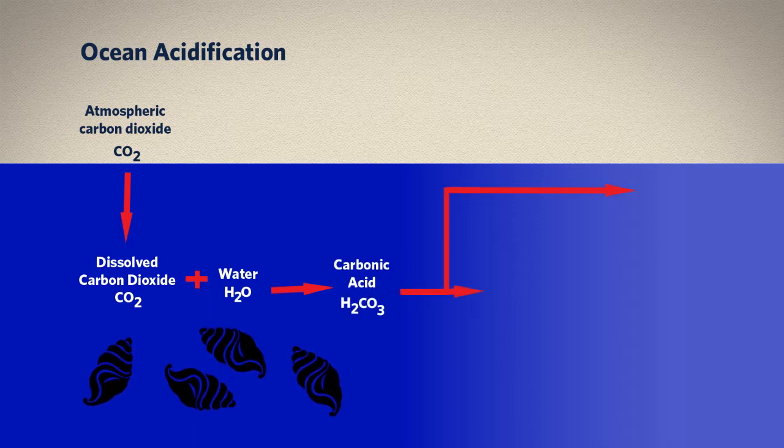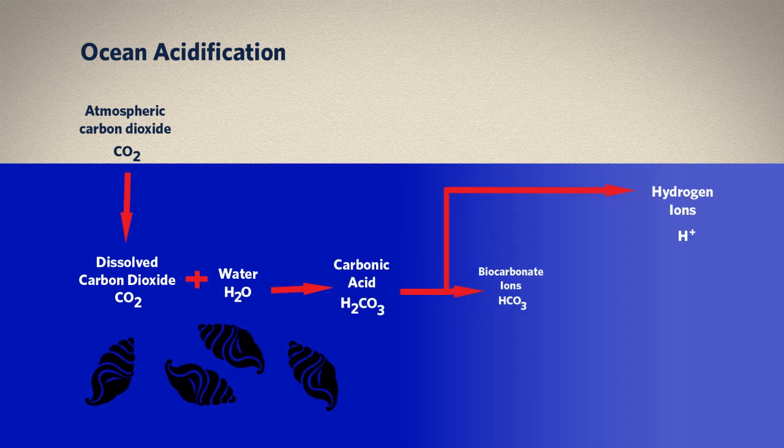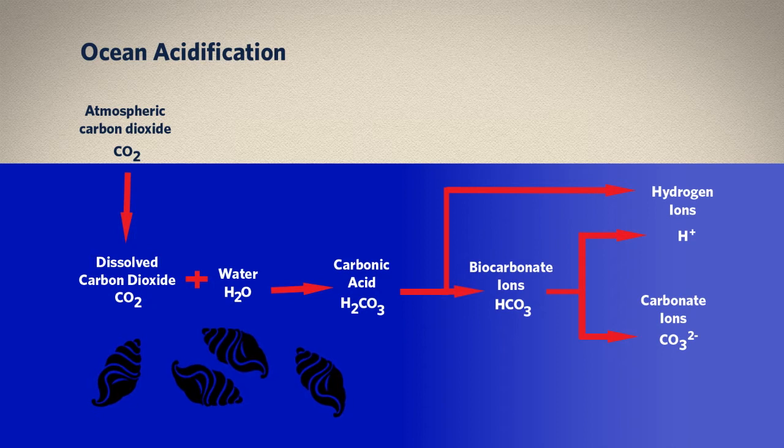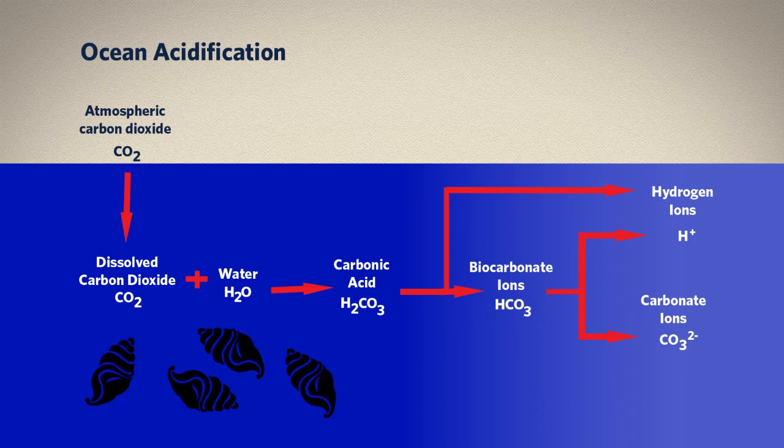Through another series of chemical reactions, hydrogen ions and bicarbonate ions are produced. This is important because the higher the concentration of hydrogen ions in the ocean, the lower the pH, or the more acidic, the ocean is. This has important implications for many of the creatures that live in the ocean.